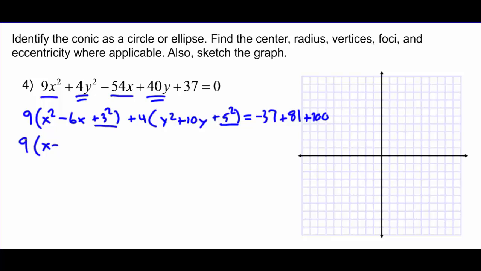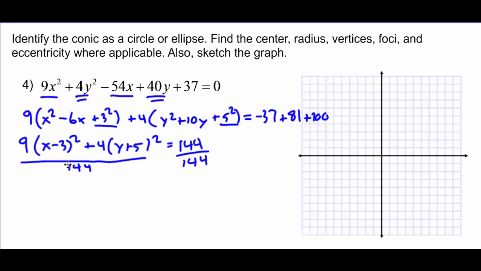So here we go, we'll have 9 times x minus 3 squared plus 4 times y plus 5 squared equals 144. Now, in order to get this to look like the standard form, what we need to do is divide both sides of the equation by 144. And this one works out nice and clean for us. So we'll have x minus 3 quantity squared over 16 plus y plus 5 squared over 36 equals 1.